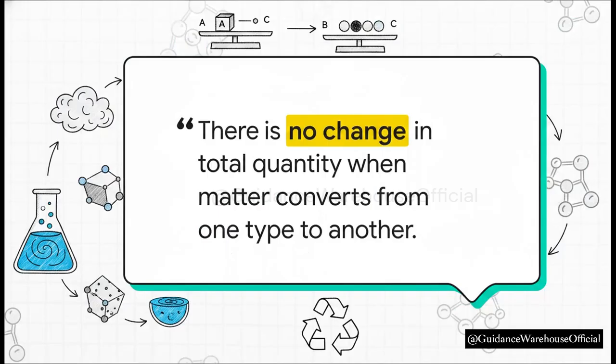Make sense? And that perfectly sets us up for the absolute ultimate rule of the universe, the law of conservation of matter. It officially states that there is no detectable change in the total quantity of matter present when matter converts from one type to another. In plain English, matter is never truly created or destroyed, it's merely transformed. It is basically the universe's ultimate recycling program.